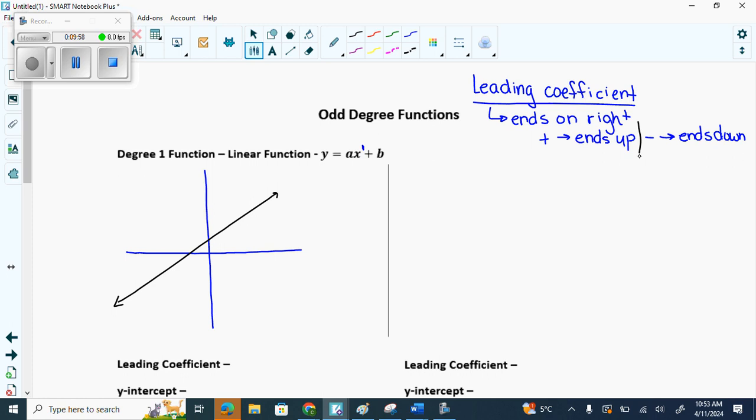The leading coefficient, just for actual definition terms in case you forget what it is, is the number that leads the equation. So sometimes equations are not written in order. Sometimes you have 2 plus 3x squared minus 7x, and they're not in descending powers of x. Well, if they are written in descending powers of x, your leading coefficient is always the number that leads your equation. So it's the number in front of the largest exponent. So if you look at this one, x to the 1 here, you see that? A is my leading coefficient.